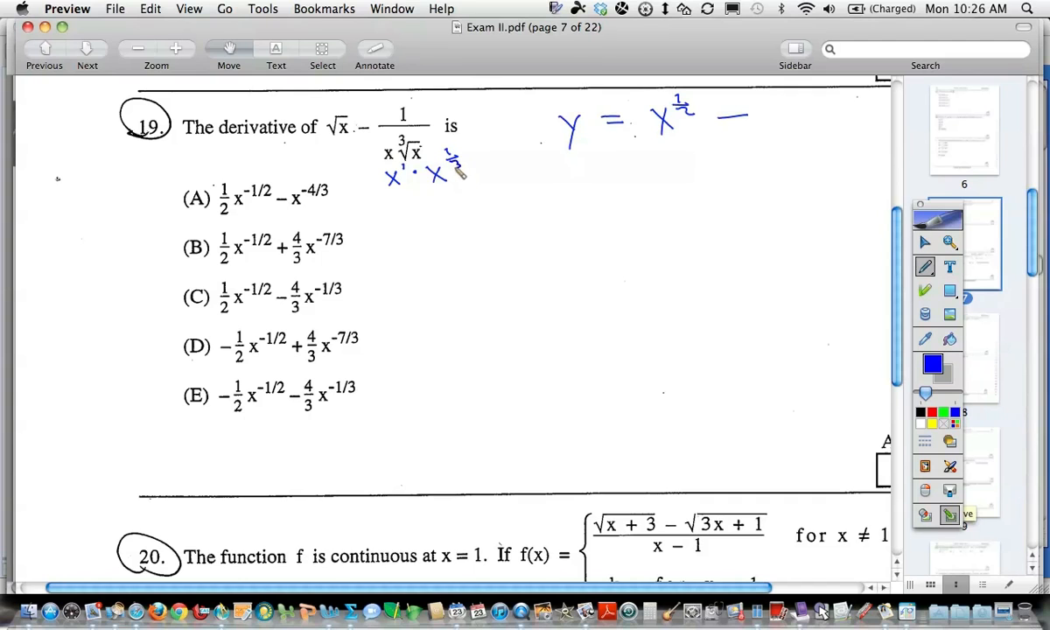1/3. Now x to the first times x to the 1/3, we do what with the powers? We'd add. Power on a power, we multiply. Multiplying, base is the same, we add the powers. That's x to the 4/3, but it's on the bottom, so it's x to the negative 4/3. So really, the key to doing this one properly is getting that written properly.